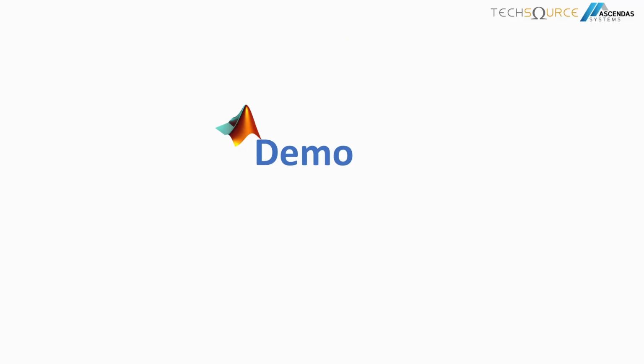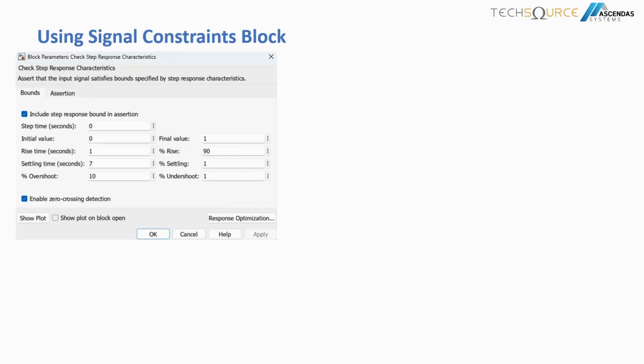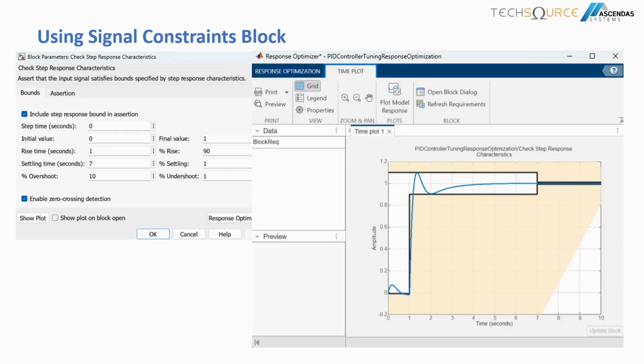So actually, you can do another way of tuning, which is using the signal constraint block. It's an additional block that can be used to make your controller follow your requirement. From here, you just have to add a signal constraints block, and then you can tune the requirement over there. Once you have inputted the requirement, click the response optimization button, and you will see a plot like this. Basically, you can match your signal, the blue line, with the black line, which is your defined constraint.